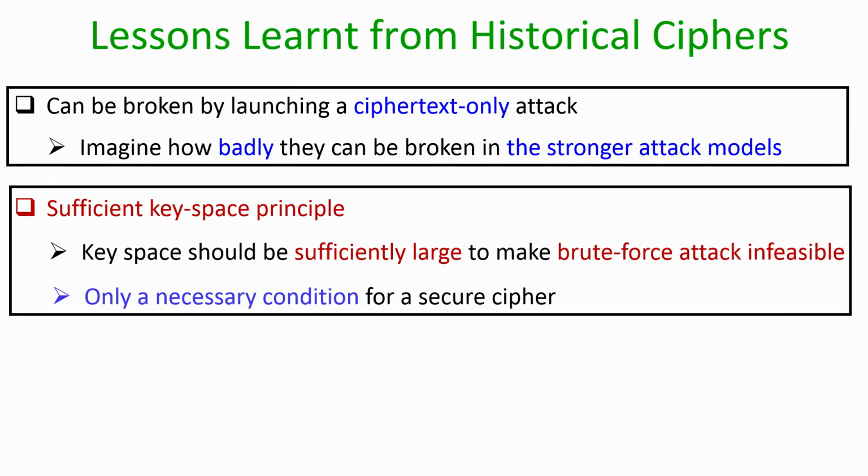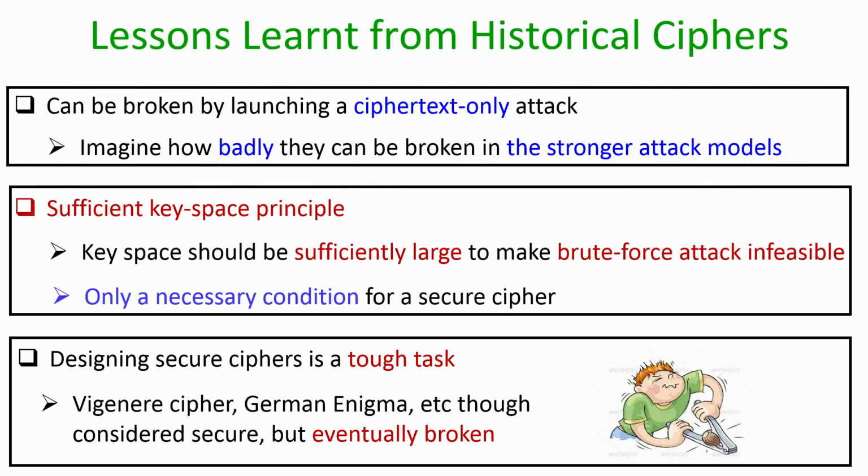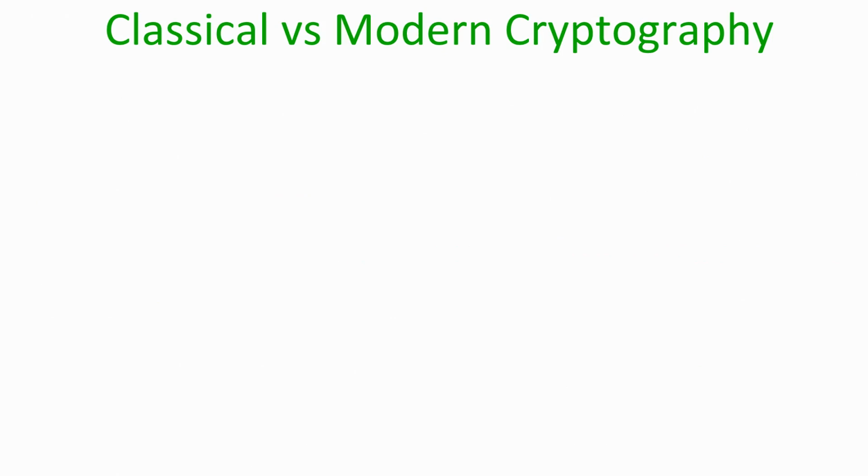Another lesson that we learned from the historical ciphers is the sufficient key space principle, which says that the bare minimum necessary condition that any secure cipher should satisfy is that its key space is sufficiently large to make the brute force attack infeasible. And overall, the most important lesson that we learned from the historical ciphers is that designing a secure cipher is indeed a tough and challenging task. Ciphers were proposed over a period of time and people thought they were secure, but eventually all of them were badly broken. That brings us to the difference between classical and modern cryptography.